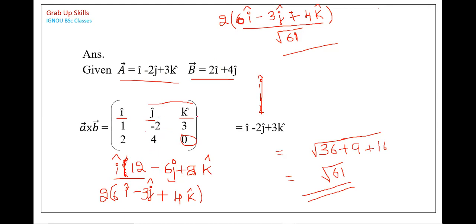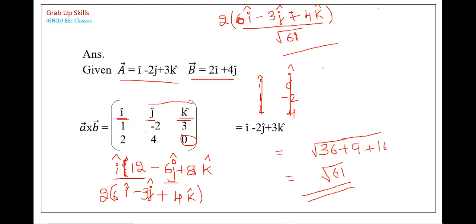When we are doing it for the j cap, you need to cross the j cap line, that is, the minus 2 and 4. So we will be considering now i cap and k cap. In the same way we do the cross multiplication: 1 into 0 is 0, and 2 into 3 is 6. So we have got minus 6 j cap.